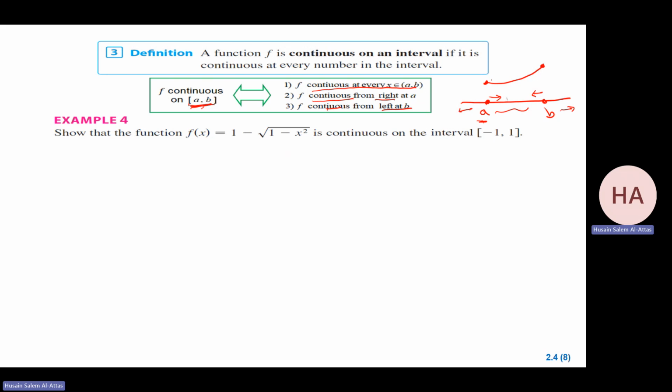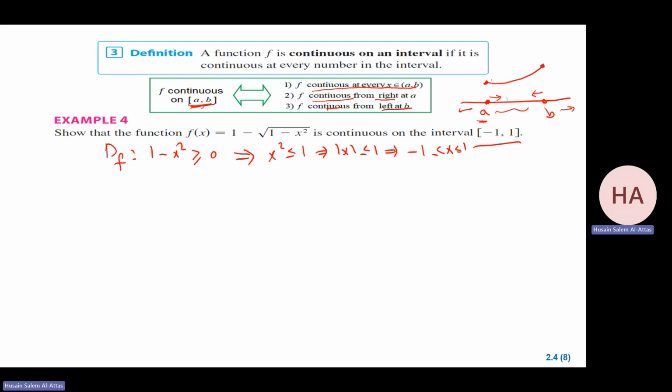Let us take this function. What's the domain of this function? Actually, I need to discuss this. This is its domain, between -1 and 1. So this is the domain of the function.